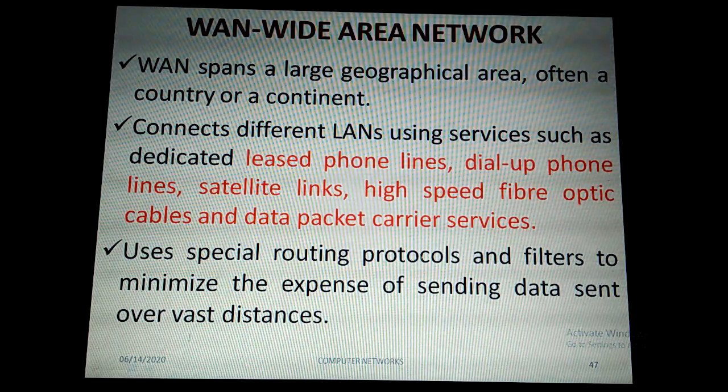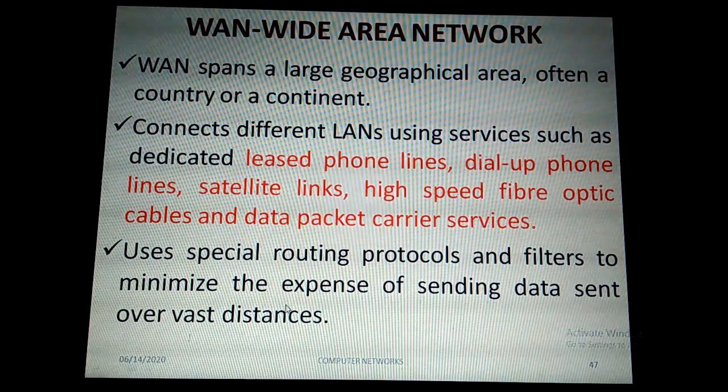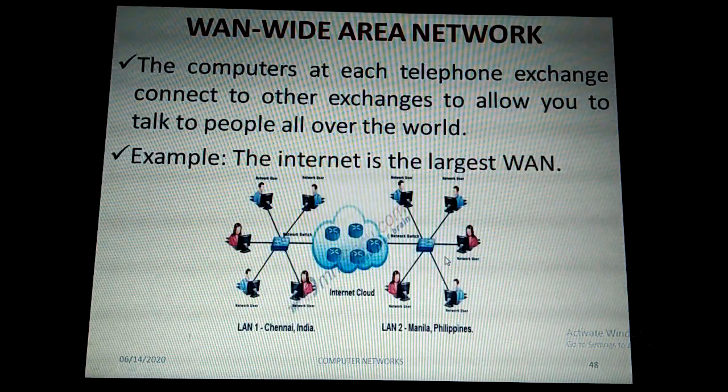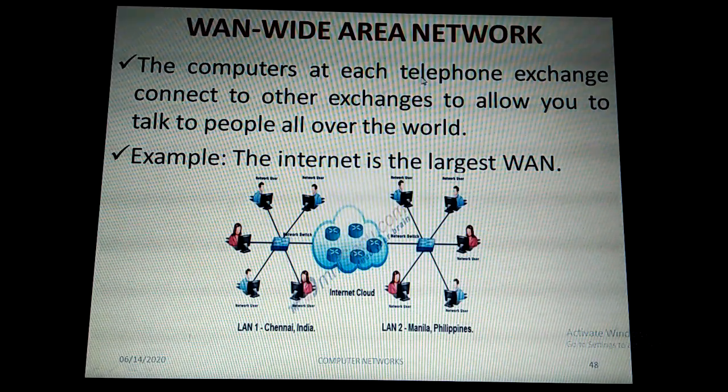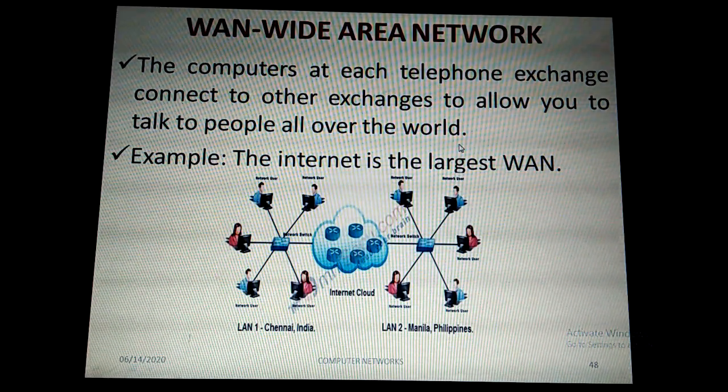It uses special routing protocols and filters to minimize the expense of sending data over vast distances, because we are going to cover longer distances. In order to reach the data, we need to cover longer distances, so we need to minimize the expense of sending the data. For that, special routing protocols and filters are used in a wide area network. The computers at each telephone exchange connect to other exchanges to allow you to talk to people all over the world. So the internet is the largest wide area network.